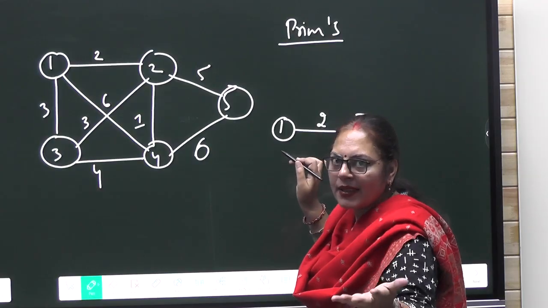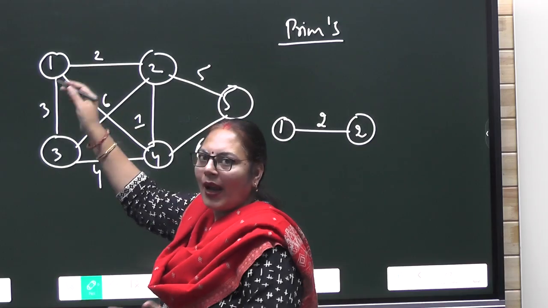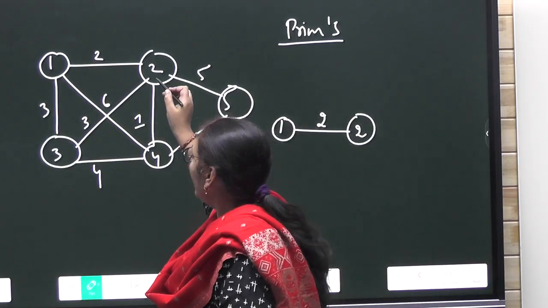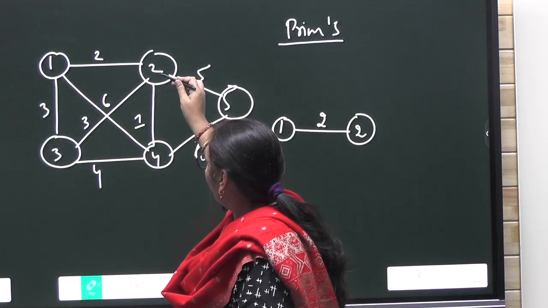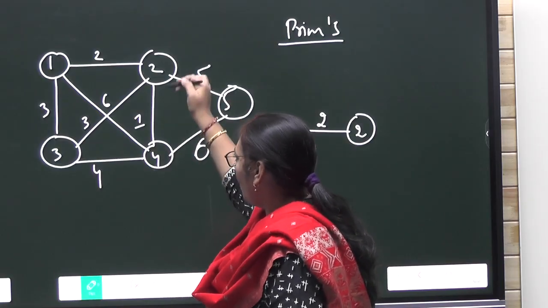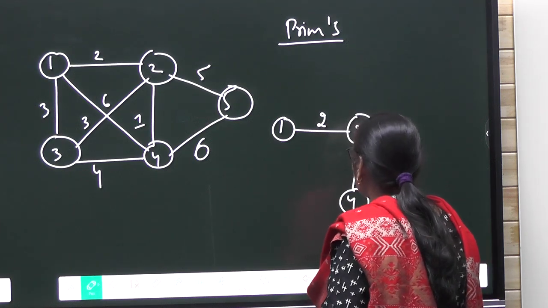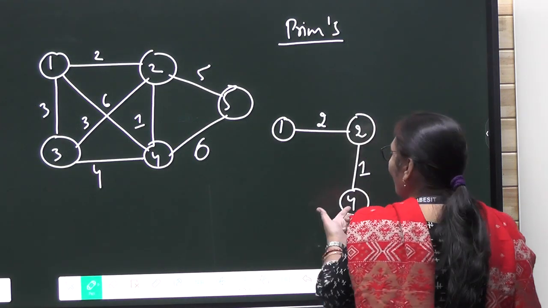From 2, which are the edges, and then we will pick which is the minimum. So from 2, 1: 2 to 1 we have already taken. Then we have 2 to 3, 2 to 4 and 2 to 5. So which one is minimum? 2 to 4. This is minimum.